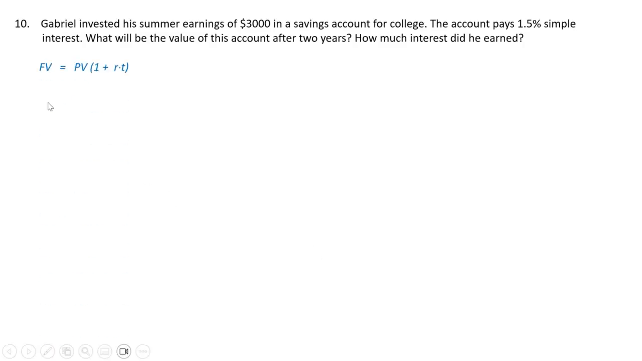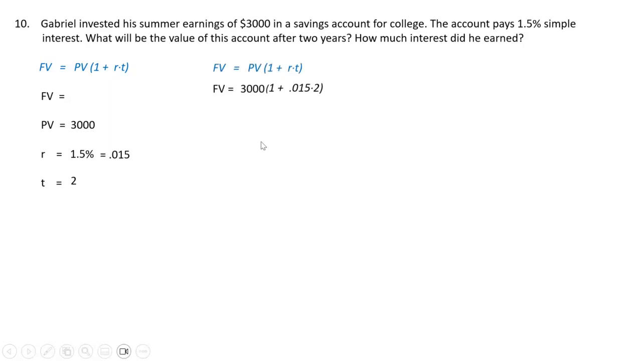Okay. So this is a formula, guys, for simple interest. Right? So we're looking for my future value, because it's saying what will be the value after 2 years. So my present value will be the 3,000. My R, which is the interest rate, will be 1.5%, but it has to be in a decimal. So it's going to be 0.015. My T, the time, is going to be 2. So 2 years.